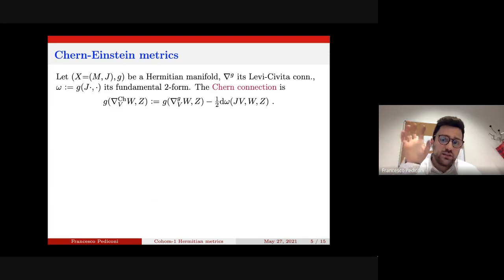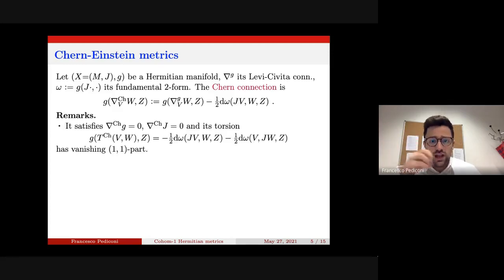Basically you are taking the Levi-Civita connection and you are adding some term, which is given by dω. This new connection that you obtain with this formula preserves both structures, g and J, and of course, in general, it has torsion. So you pay a price here. And the torsion is given basically by dω, okay? By these formulas, it follows immediately that if the metric g is Kähler, then this Chern connection is equal to the Levi-Civita connection. But in general, for non-Kähler metrics, they are two different connections.